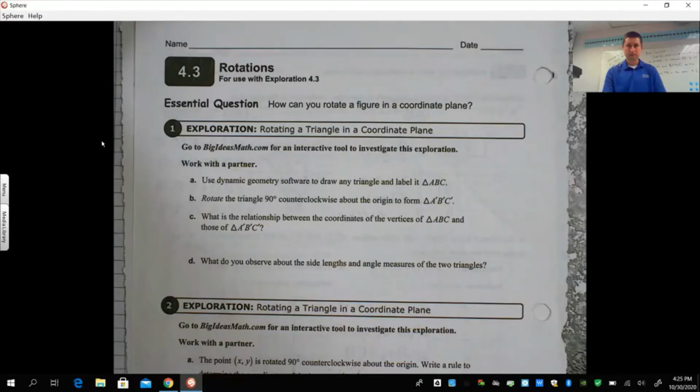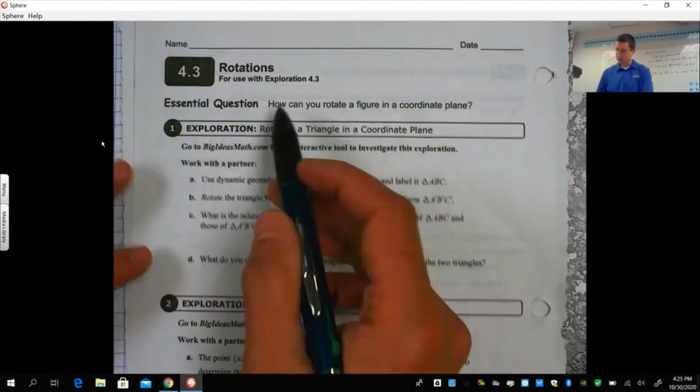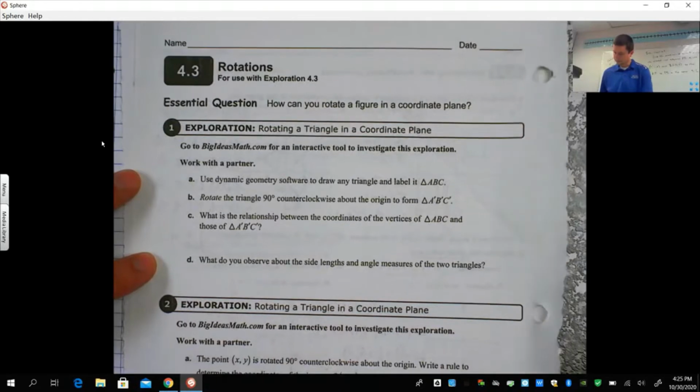Hello, Geometry. Chapter 4, Lesson 3, this is rotations. We've done translations and reflections. Rotations is the third of what they call the rigid transformations. It's the third one where the shape stays the same as we rotate it around. And so the question here: how can you rotate a figure in the coordinate plane?